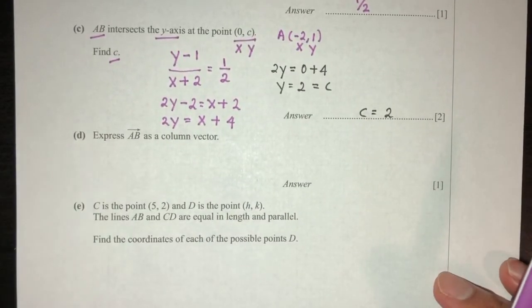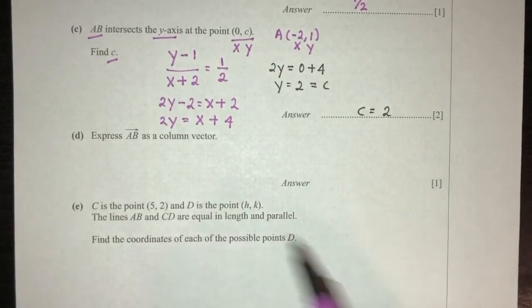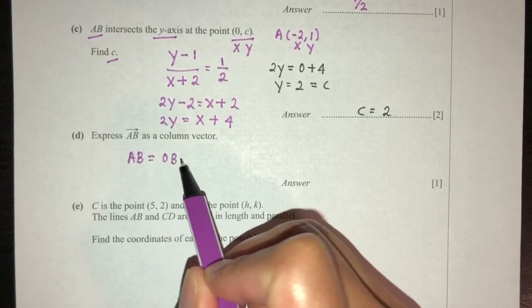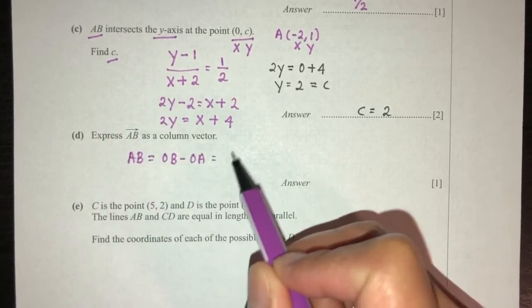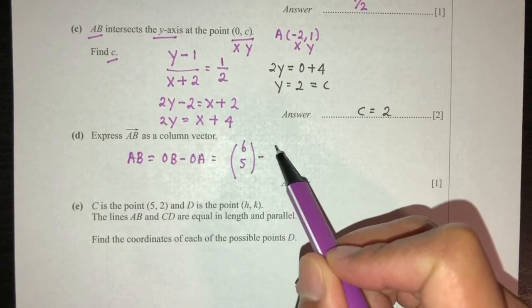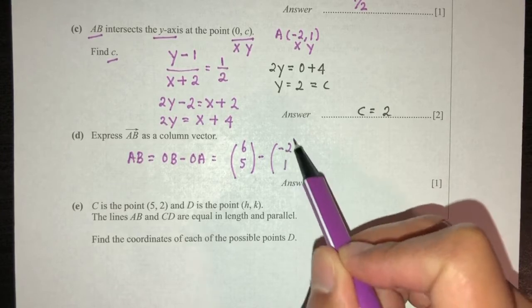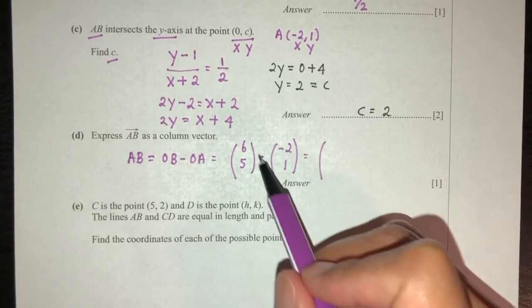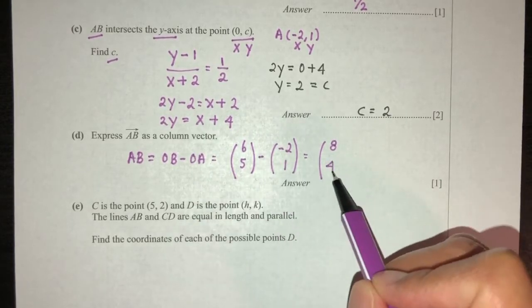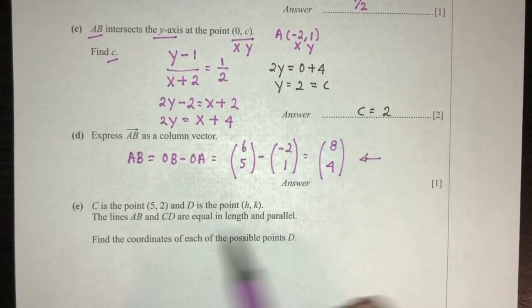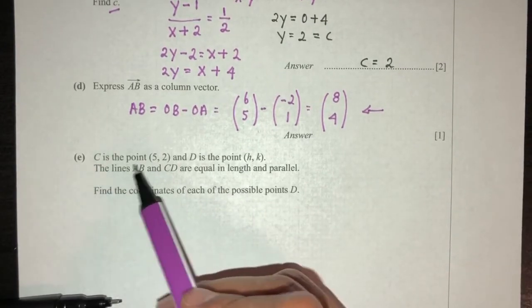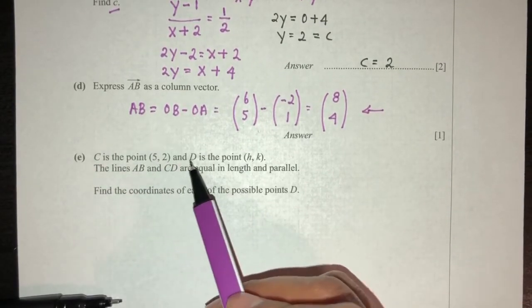Now for part D, express AB as a column vector. So AB is equal to OB minus OA. OB is given to you by (6, 5), and OA is given to you by (-2, 1). That will be 6 minus minus 2, that will be 8. 5 minus 1, that will be 4. This is AB.